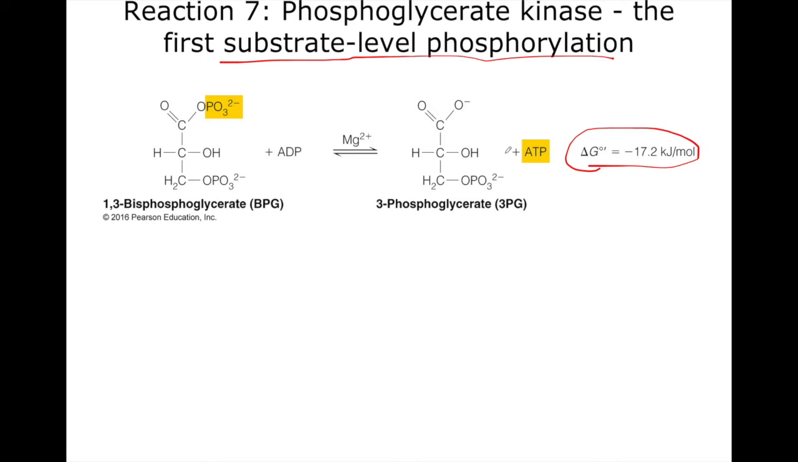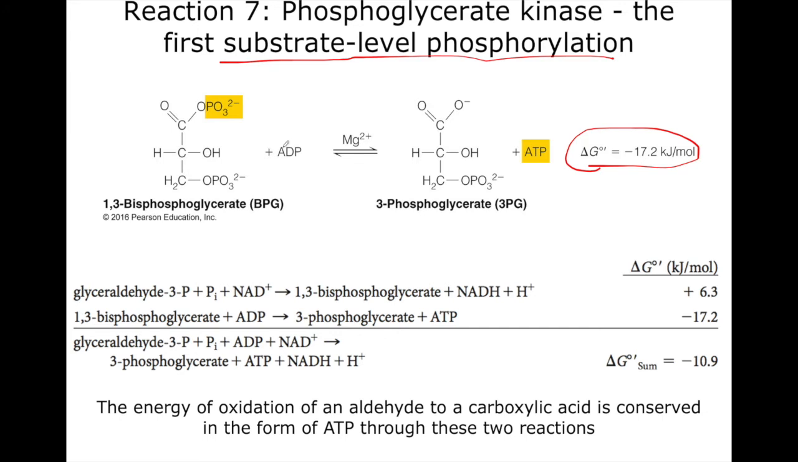Now we will see that there is another type of phosphorylation called oxidative phosphorylation, and we'll look at that when we get into the electron transport chain. But substrate-level phosphorylation is a term that describes when you directly phosphorylate something like ADP by transferring a phosphate directly from another molecule onto ADP.